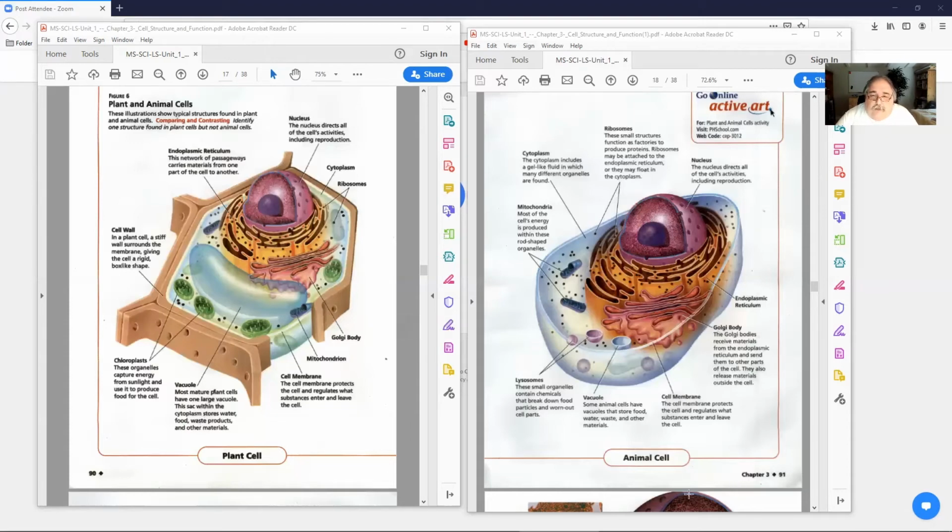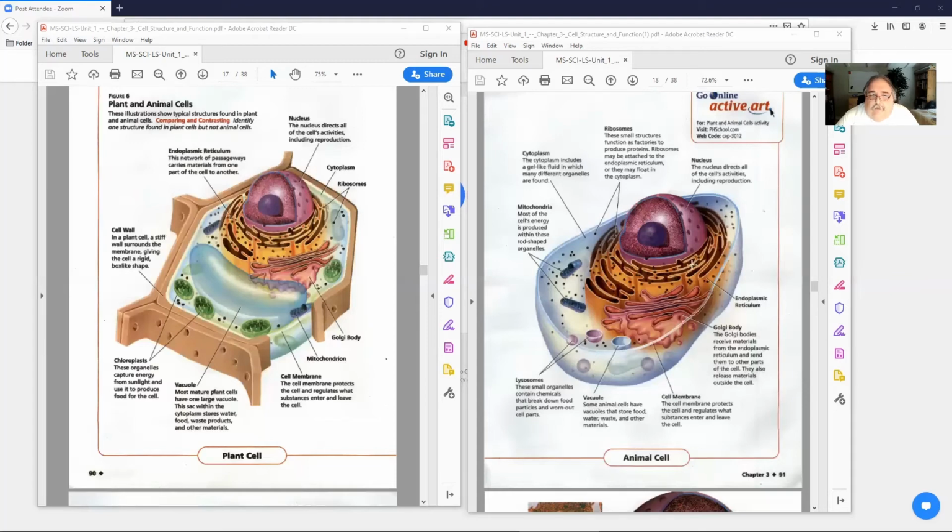Now onto an animal cell, following the same order. There's no cell wall. There's a cell membrane. The cell membrane protects the cell and regulates what substances enter and leave the cell. And following the same order, we have the nucleus. The nucleus directs all the cell's activities, including reproduction, with the membrane for the cell, and the nuclear membrane, nuclear wall. And we have the nucleolus inside the nucleus.